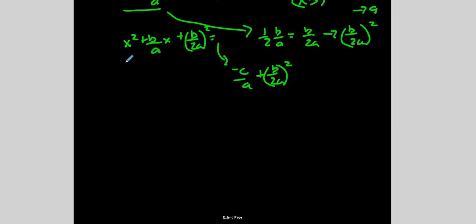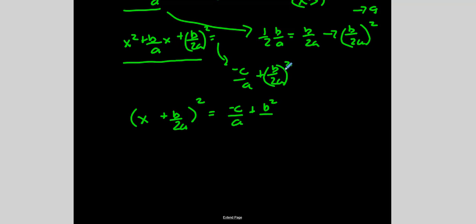So now, this factors as a binomial squared. This would be x plus b over 2a squared equals negative c over a plus, I'm going to write this now as b squared, I'm going to square this out, that's b squared over 4a squared. Okay?